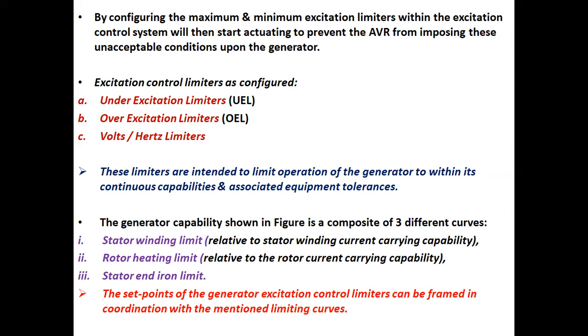The generator capability shown in the figure is a composite of three different curves. One is the stator winding limit, relative to the stator winding current carrying capability. Two, the rotor heating limit, relative to the rotor current carrying capability. Number three, the stator end iron limit. The set points of the generator excitation control limiters can be framed in coordination with the mentioned limiting curves.